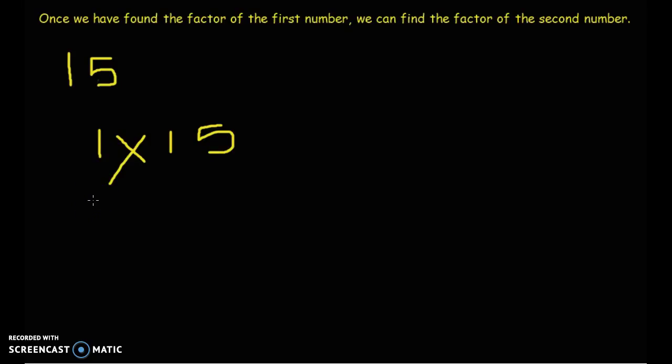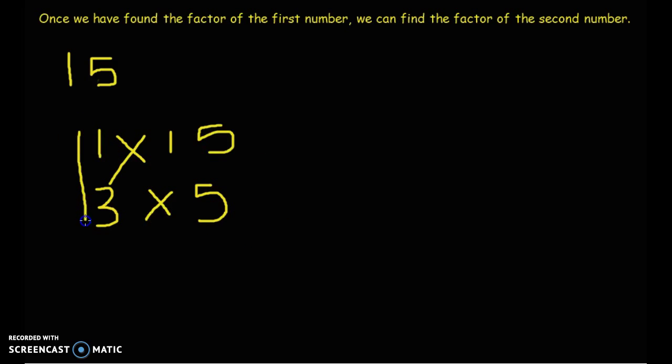We move on to 2. 15 cannot be divided evenly by 2, so we cannot use it. So we move on to 3. We know that 3 goes into 15 5 times. So 3 times 5 is 15. 3 and 5 are factors. We move on to 4. 4 cannot evenly go into 15. We move on to 5. But again, we already have 5, so that would just repeat itself.